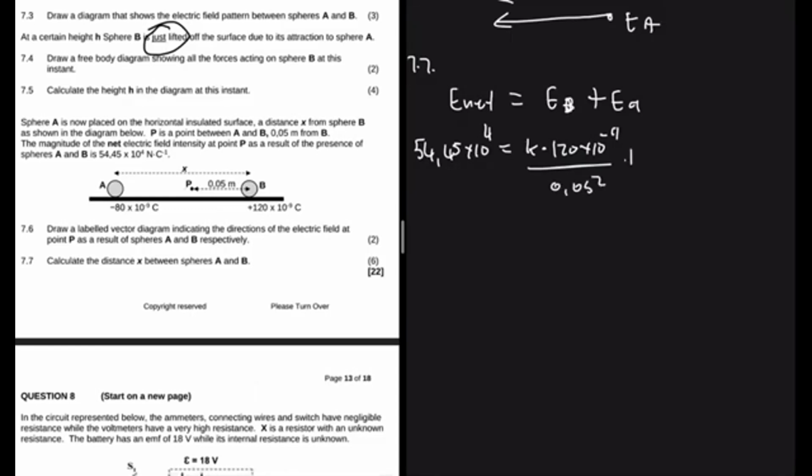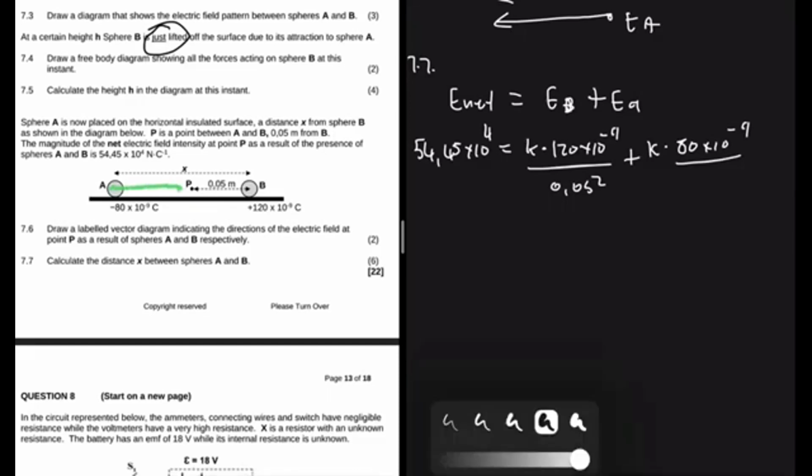squared. And then plus K again for the sake of space, the magnitude of A, 80 multiplied by 10 to the minus 9 divided by R squared. So R squared here will be the distance between A and P, right? Let's just put Y there. So let's put Y squared, right? So we're looking for X. You can see that X will be Y plus 0.05, right? So after we found Y, we basically have X. So if we do that, we can take this expression here to the left hand side, right?